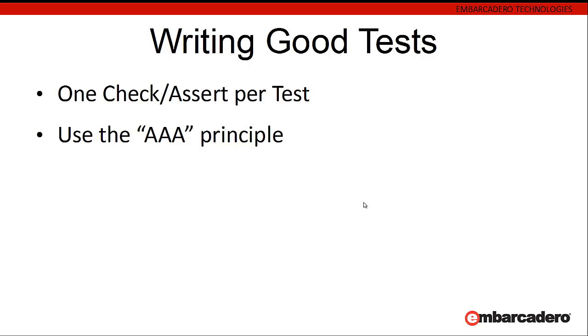Secondly, you should use the AAA principle, which is arrange, act, and assert. The first thing you need to do in any given test is arrange things so that the test can be run. Set your expected results, your expectation for the result. Act is actually call the method itself in order to run the test. And then the third thing you do is assert. That is, check to make sure that the result is what is expected.